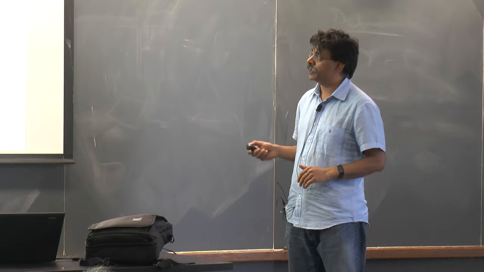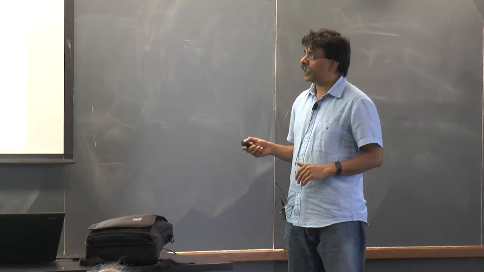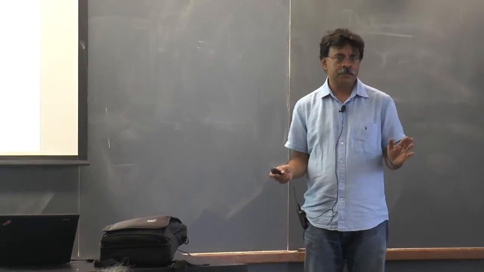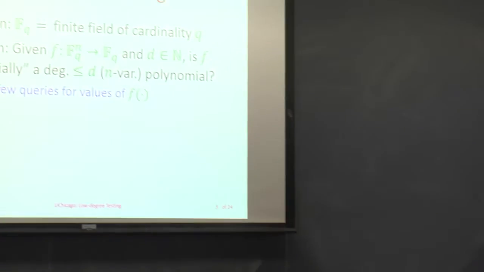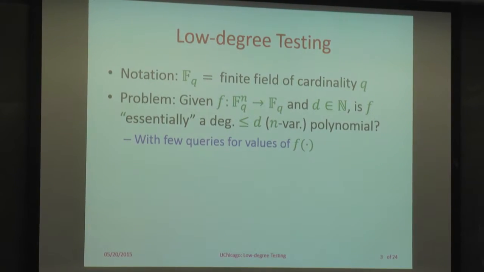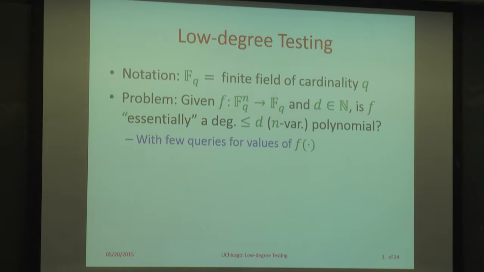So, we are going to be looking at F sub q, which is going to denote a field of cardinality q. We are going to be given access to a function. We can query the value of the function at any point, an n-variate function over this field, and this function maps all of these n variables down to a single element of the field. What we would like to understand is whether this function really is a degree d polynomial or not, and we will be tolerant with errors in a certain sense.